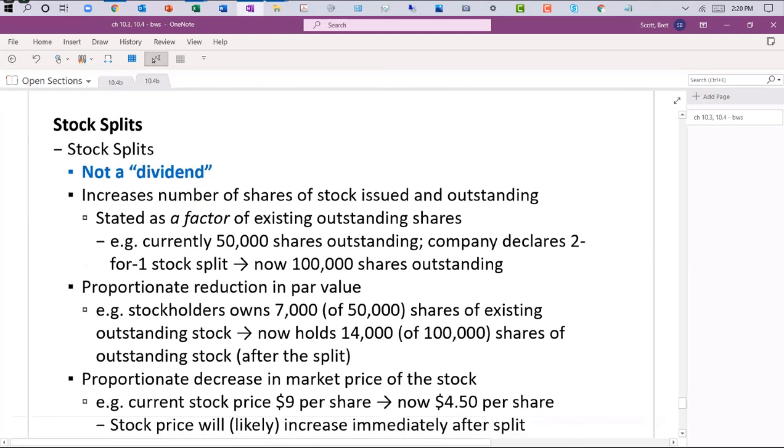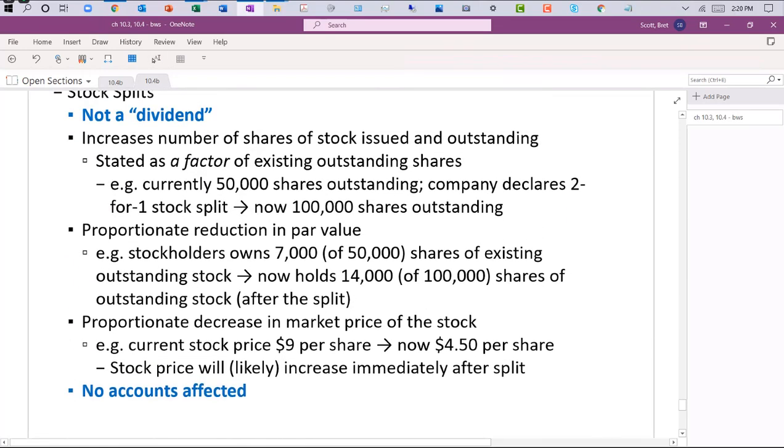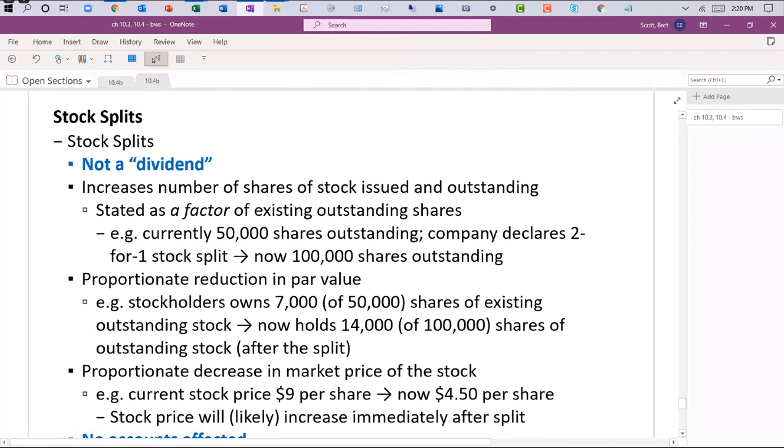One last thing we can do to reward shareholders is declare a stock split. Now, just so we're clear, stock splits are not a dividend. Okay, stock dividends are a dividend. Stock splits are not. Stock splits are exactly what they sound like. We take the number of shares that are currently outstanding and we split them.